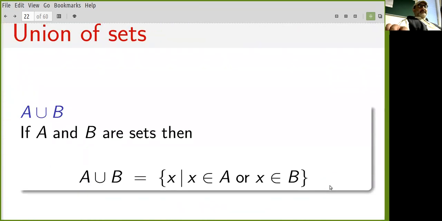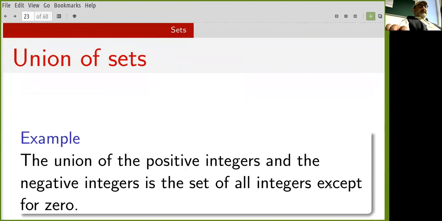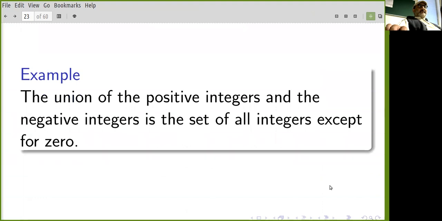Union of sets. We read this as A union B. A union B, or the union of A and B, consists of those elements X which are in A, or in B, or in both at the same time. So for example, the union of the positive integers with the negative integers is the set of all integers except for 0.